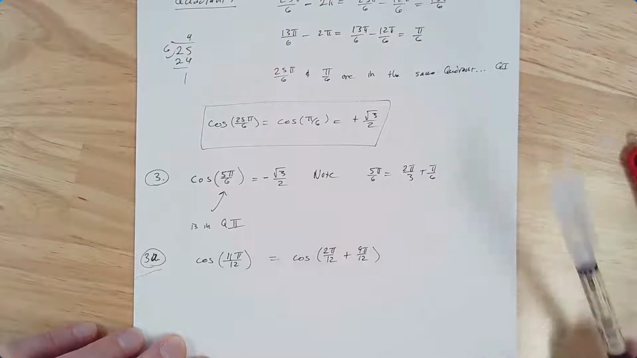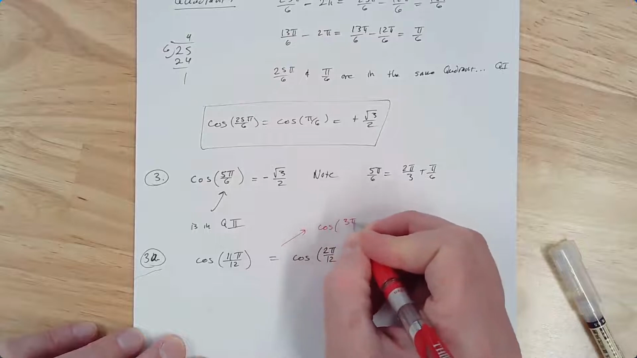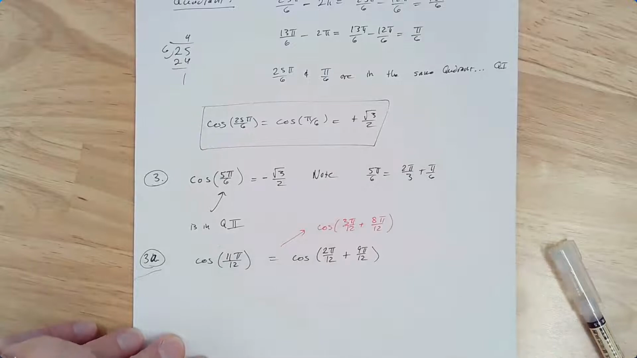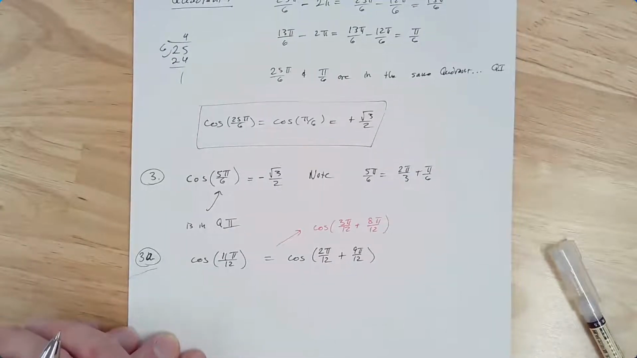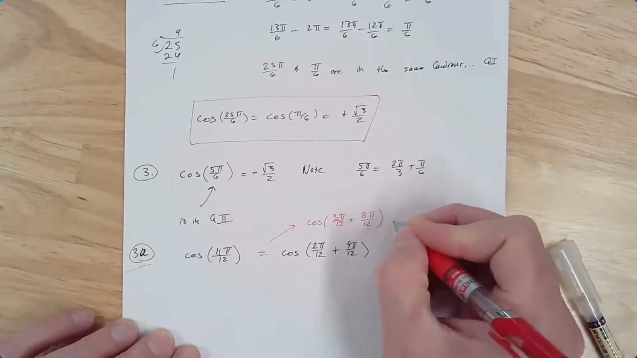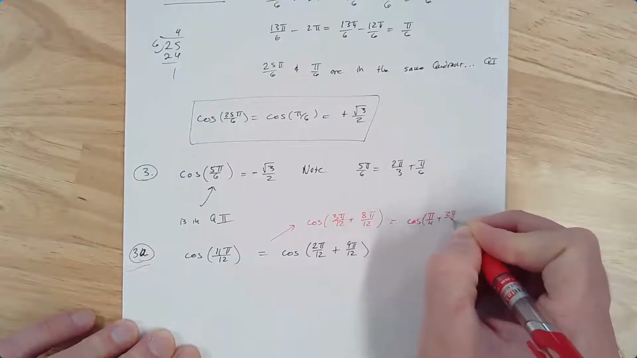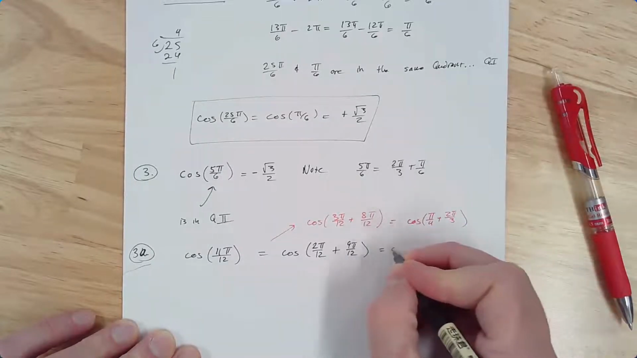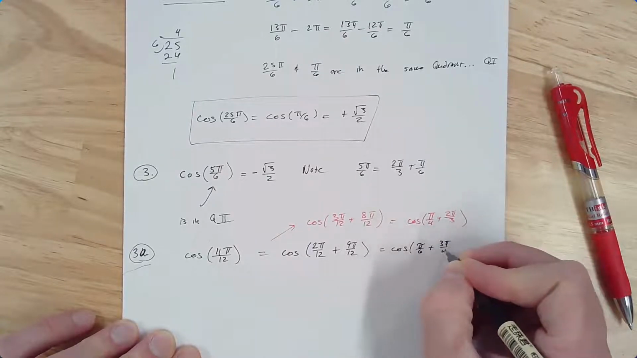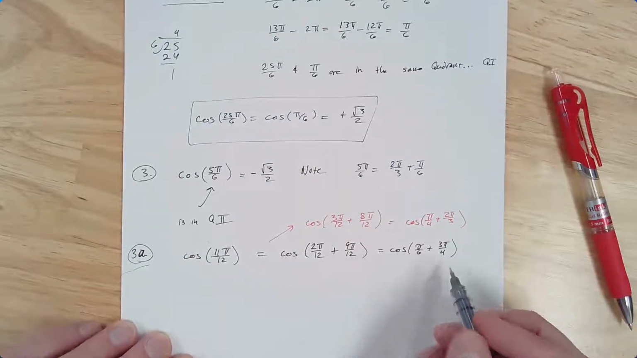Those both totally reduce. Alternatively, you could pick cosine of 3 pi over 12 plus 8 pi over 12. Those also both reduce. What you couldn't pick would be 4 pi over 12 and 7 pi over 12, because 7 pi over 12 doesn't reduce. This is going to be cosine of pi over 4 plus 2 pi over 3. This is going to be cosine of pi over 6 plus 3 pi over 4. Either way is fine. I'm going to do it this way because I started doing it first.